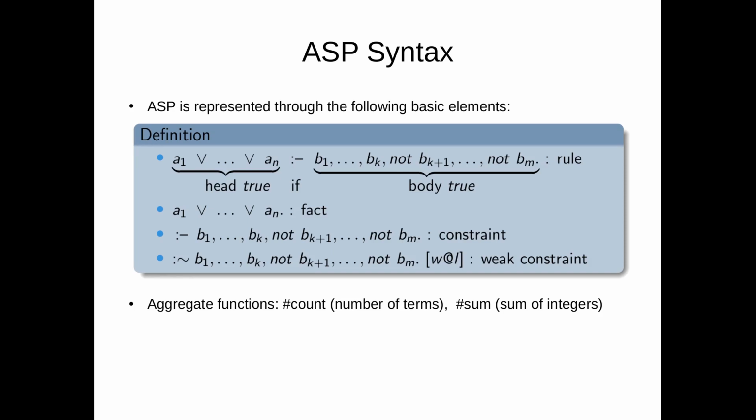The general syntax of ASP, as in all logic programming languages, has rules and constraints. A rule has a body and a head. The head is true if the body is true. And then there are constraints and some weak constraints. ASP has a very rich syntax. The implementation is very easy in the sense that you can easily model the problem in your logic program.